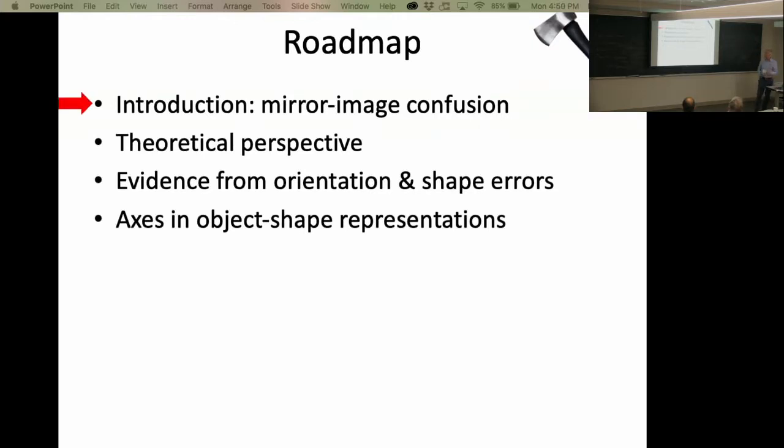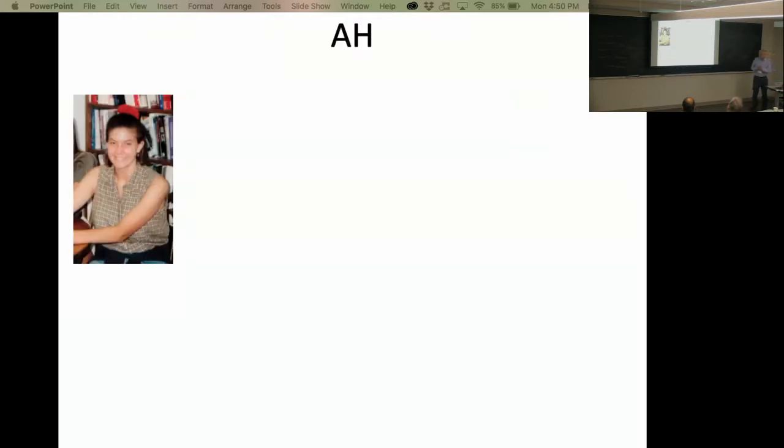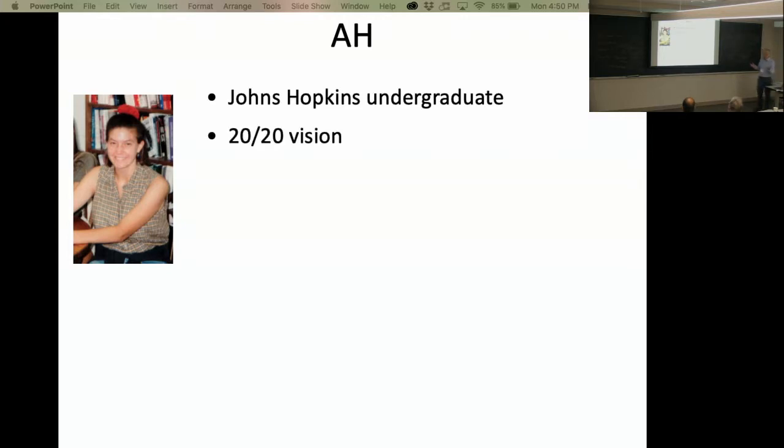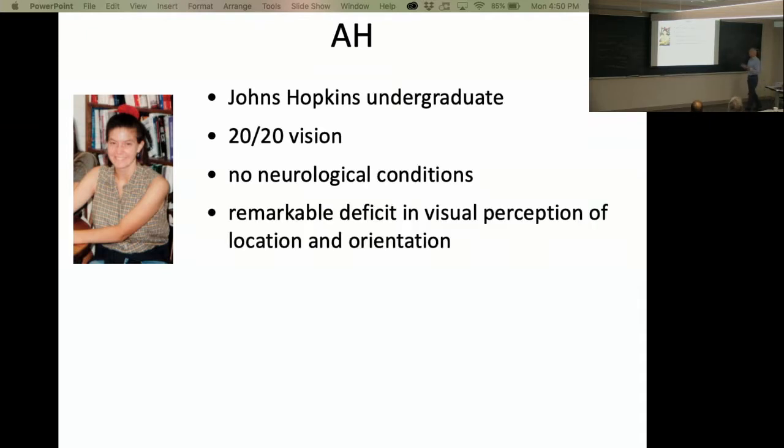So let's start now with mirror image confusion. A number of years ago, actually back in the 1990s, before most of you were born, I carried out a study with a college student who had a really interesting deficit. So this is AH, and she was an undergraduate at Johns Hopkins. She had 20/20 vision, basic visual functions were just fine, no neurological conditions, no evidence of brain injury. Yet she had a remarkable deficit in perceiving the location and orientation of visual stimuli. And in particular, she made these highly systematic mirror image errors.